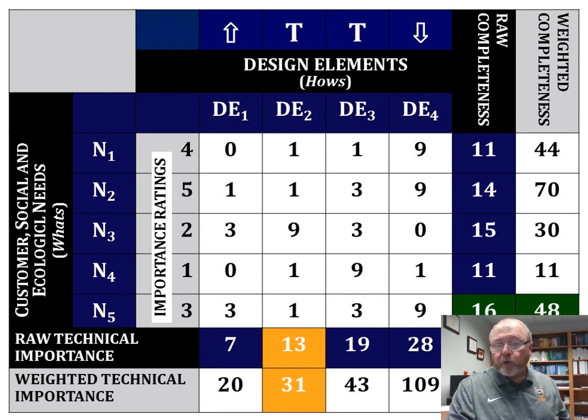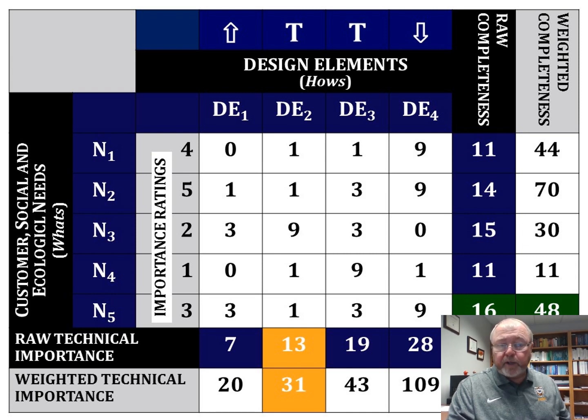Unfortunately, it's not the most important need. It's only in the middle. Okay, similarly down here in weighted technical importance, how did we get the, well, let's say the 31 here in yellow. Again, it is taking the importance ratings times the corresponding strength values. 4 times 1 plus 5 times 1 plus 2 times 9 plus 1 times 1 plus 3 times 1.